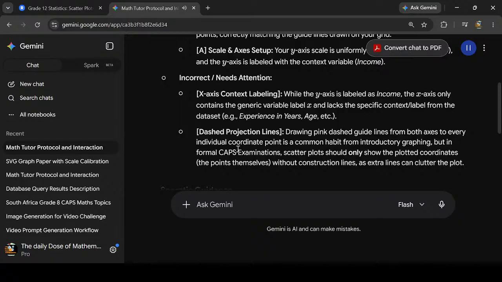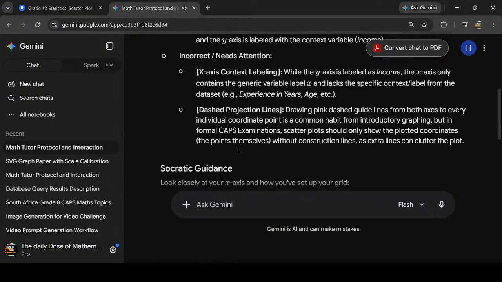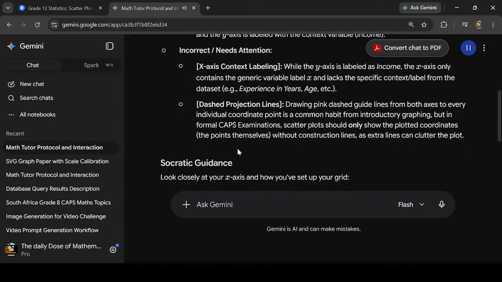Dashed projection lines. Drawing pink dashed guidelines from both axes to every individual coordinate point is a common habit from introductory graphing, but in formal CAPS examinations, scatter plots should only show the plotted coordinates, the points themselves, without construction lines, as extra lines can clutter the plot. Socratic guidance.